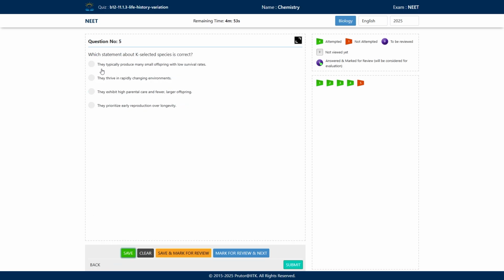Next question, which statement about K selected species is correct? The options are they typically produce many small offspring with low survival rate. Next one, they thrive in rapidly changing environment. Option number third is they exhibit high parental care and fewer large offspring. And last one, they prioritize early reproduction over longevity. What is the correct answer?